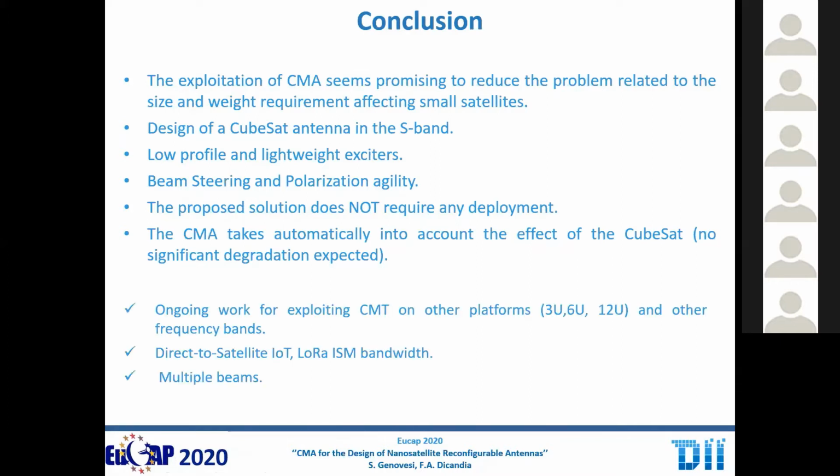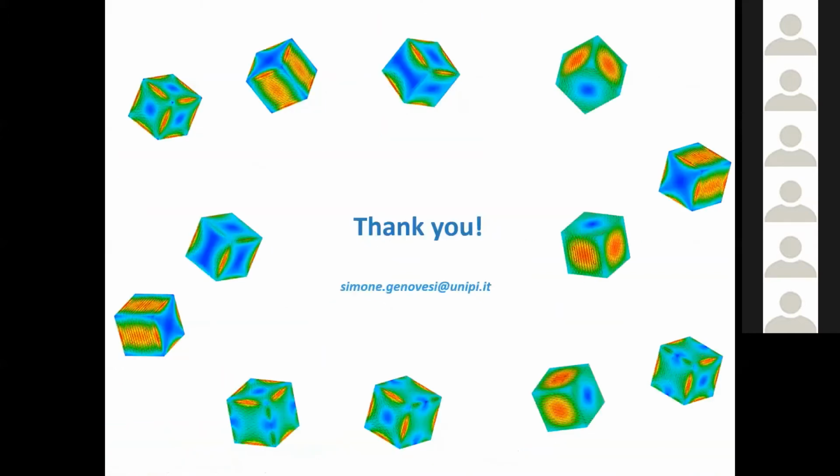And now we are currently, of course, working on antennas to be placed on 3U, 6U, and 12U platforms, and also to find a way to use multiple beams to get extra degrees of freedom for the designer and for the data link. And so that's all. And thank you for your attention.